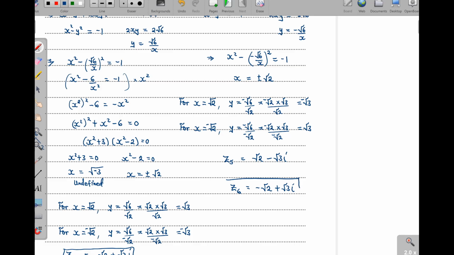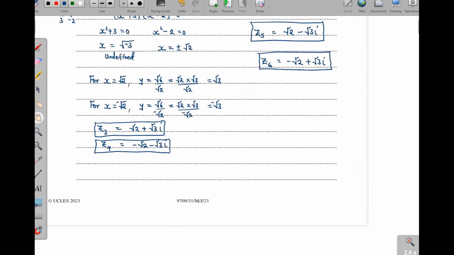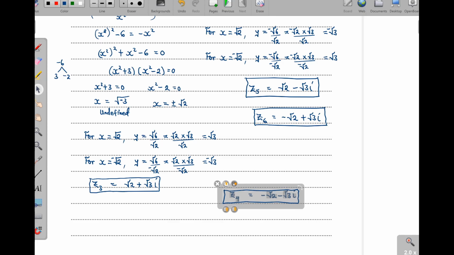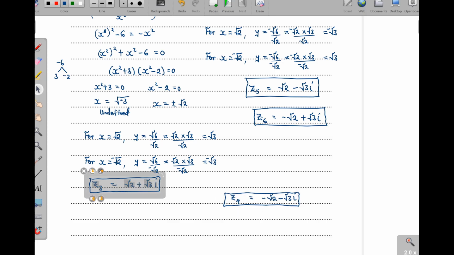So I will enclose this one here and then that one there. So this is what we are going to have here. In fact, let me take this one off. You put it here, and also this one, put it down here. So that is that.